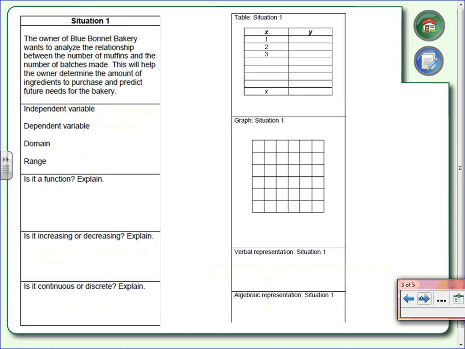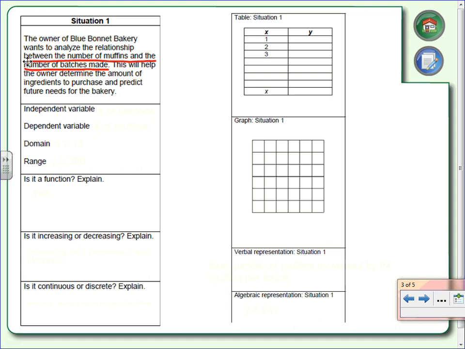We're going to start with the first situation. That's the left-hand column on your paper there. Now, the situation says that the owner of the Blue Bonnet Bakery wants to analyze the relationship between the number of muffins and the number of batches made. This will help the owner determine the amount of ingredients to purchase and predict future needs of the bakery. So, right here, they want to analyze the relationship between the number of muffins and the number of batches made.